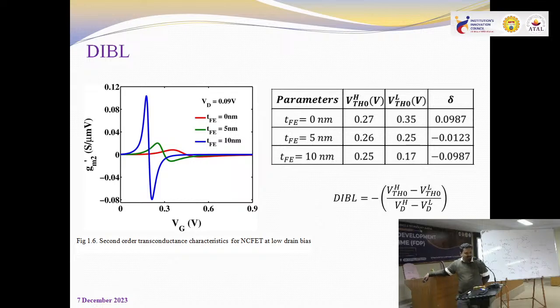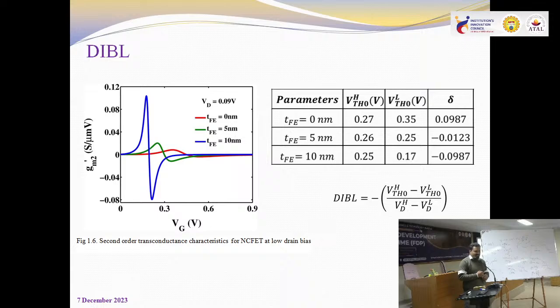Ultimately, the lower drain threshold means low power requirement. Actually, drain induced barrier lowering, if it is going negative, means it is very good, it is able to cancel the short channel effects. If the value is positive, the barrier is getting lower, but if it is negative, there is actually drain induced barrier rising, and it is good.